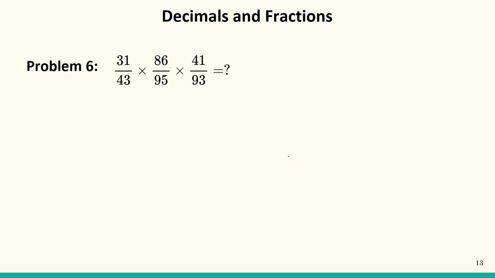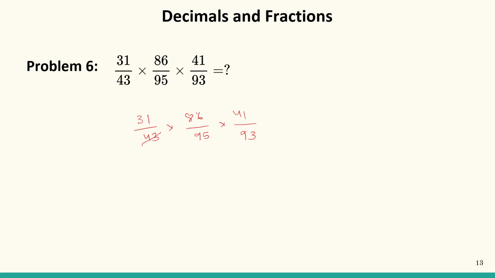So let's jump into problem number 6. It asks us again to multiply three fractional numbers: 31 by 43, 86 by 95, 41 by 93. So what you can see here is 31 by 43 into 86 by 95 into 41 by 93.